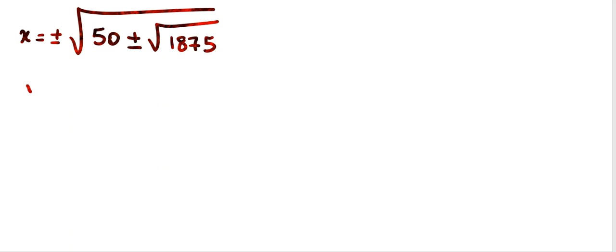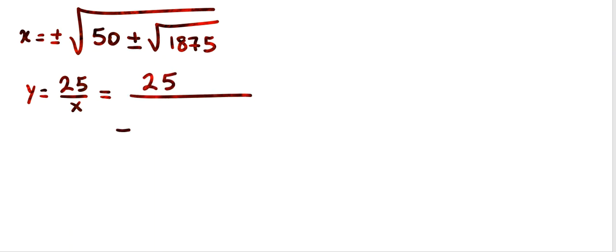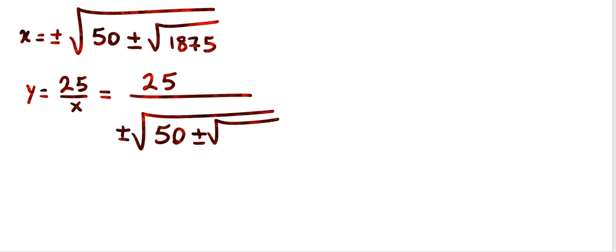And y we know equals 25 over x. So y will be 25 all over plus or minus the square root of 50 plus or minus the square root of 1875. So we found four answers for x and y in real numbers.